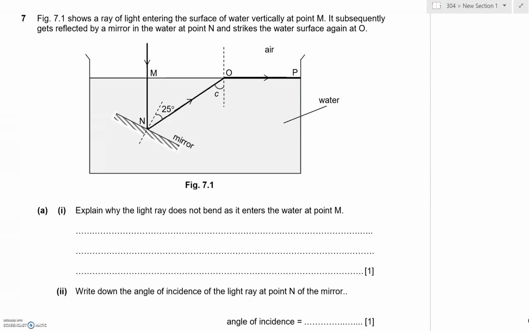Okay, so for this question, it shows a ray of light entering the surface of the water vertically at point M and subsequently gets reflected by a mirror in the water at point N, and strikes the water surface again at O. Explain why the light ray does not bend as it enters the water at point M. So this is point M. Did the light bend? Why not?